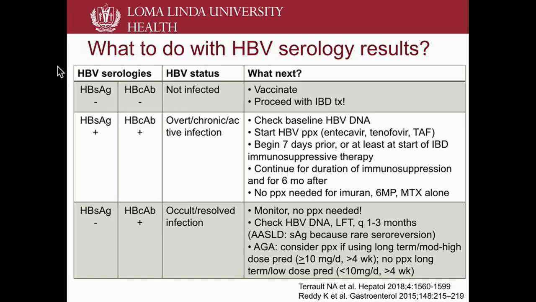AASLD also adds to check a surface antigen. There is a rare incidence of seroreversion, meaning you were surface antigen negative at one point and become surface antigen positive. AGA also is more specific about prednisone.